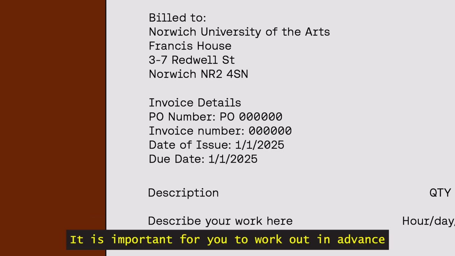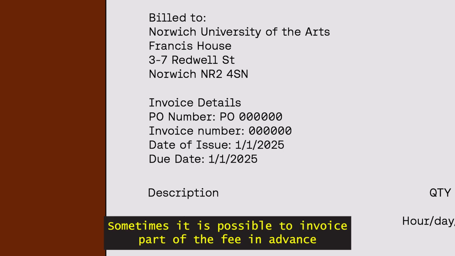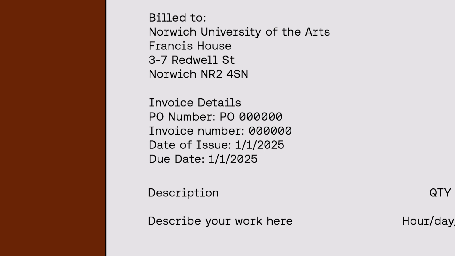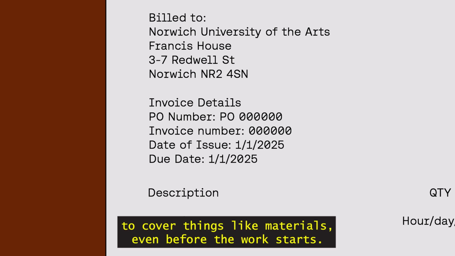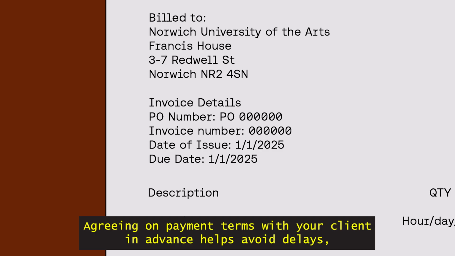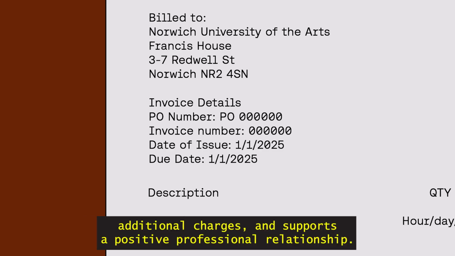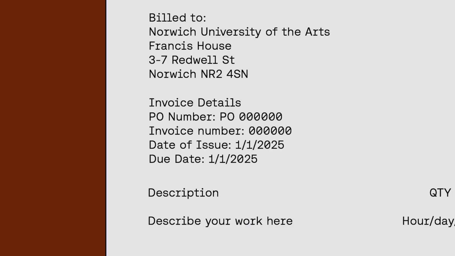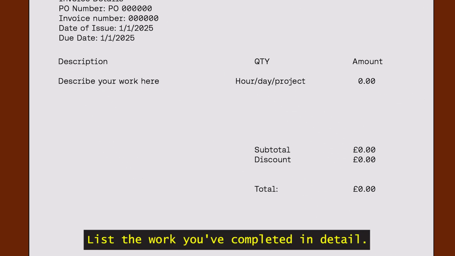It is important for you to work out in advance how long you can afford to wait for payment. Sometimes it is possible to invoice part of the fee in advance to cover things like materials, even before the work starts. Agreeing on payment terms with your client in advance helps avoid delays, additional charges, and supports a positive professional relationship.